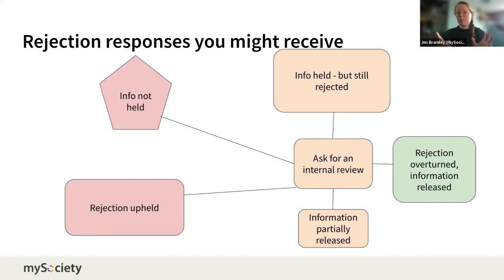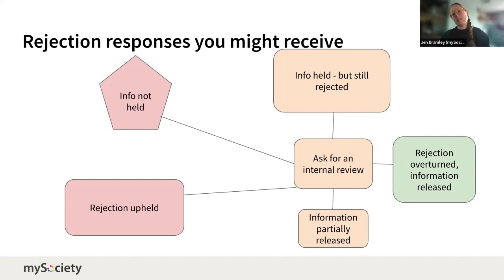For some exemptions, the decision is considered to be absolute. And that means generally, these are not subject to a public interest test to decide if the information should be released. The most common absolute exemptions that you'll see in the wild, so the ones that won't be subject to a public interest test, are Section 21, which is information that is already in the public domain, or a Section 12 exemption, which is that the cost limit would be exceeded.